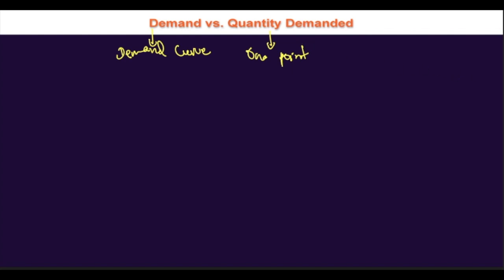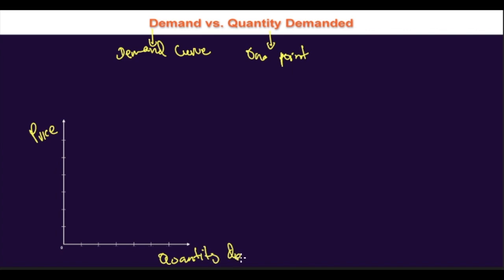So we will now look at an increase in demand versus an increase in quantity demanded. What are the key differences between that? Now, as I have said, demand should be thought of as the demand curve itself. So if there is an increase in demand, the demand curve would shift to the right. So if this is price, this is quantity demanded, and it will have a downward slope. So when there is an increase in demand, it would shift to the right.